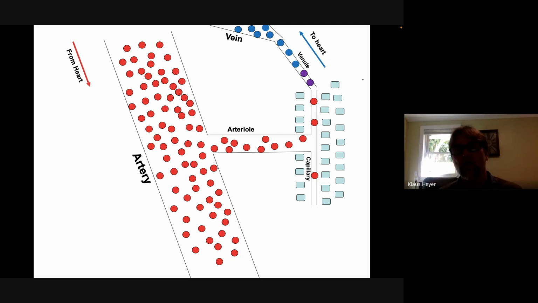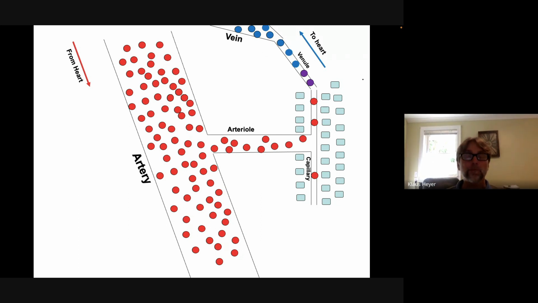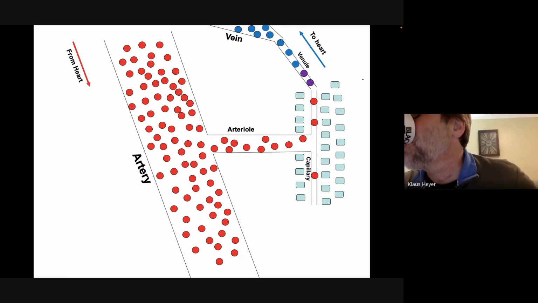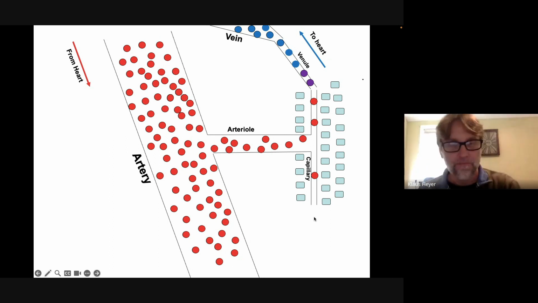And then all of those venules are going to converge into veins, which are a little wider, and all those veins are going to converge into the something. What do all the veins become?